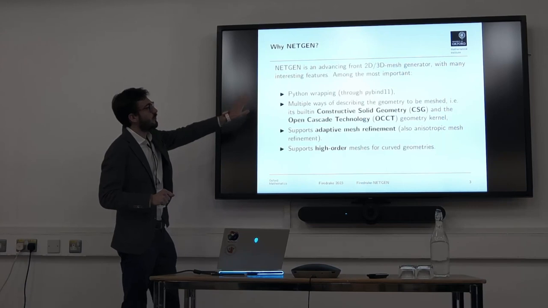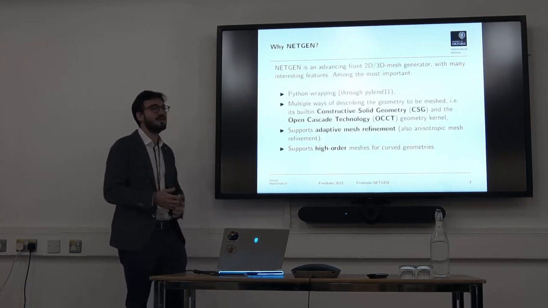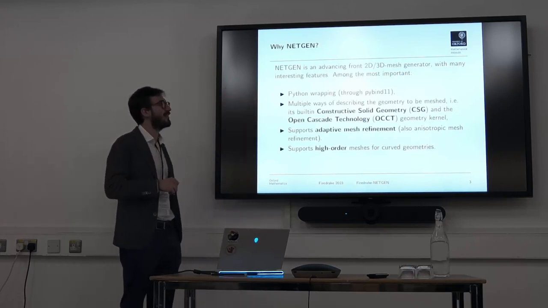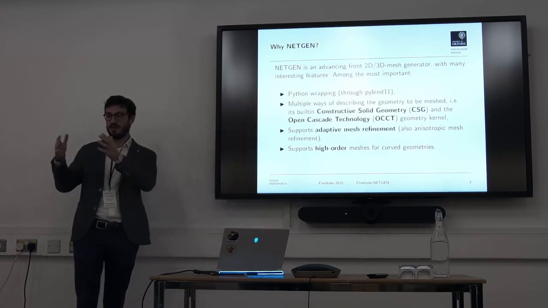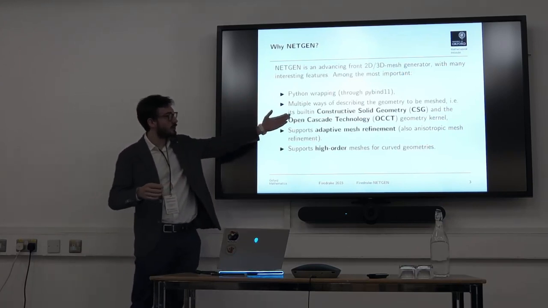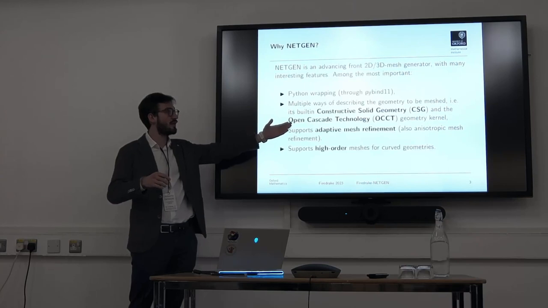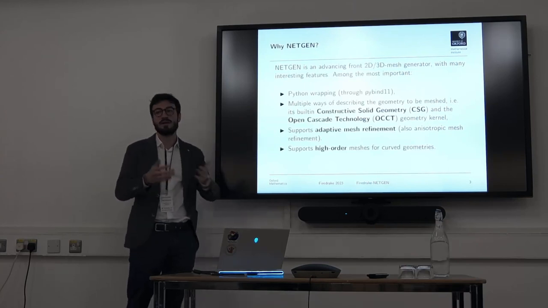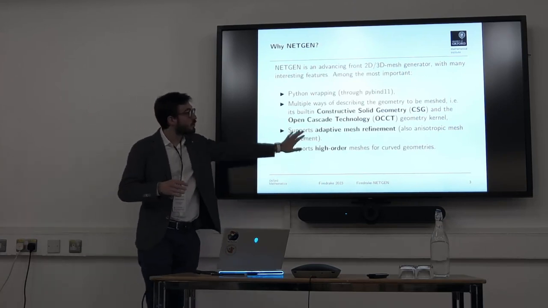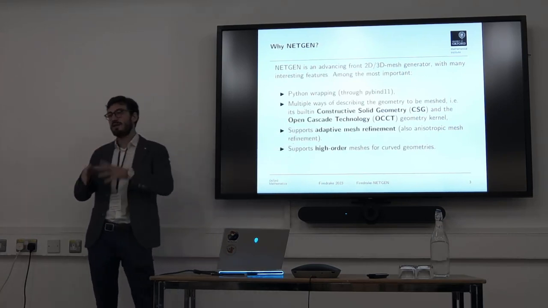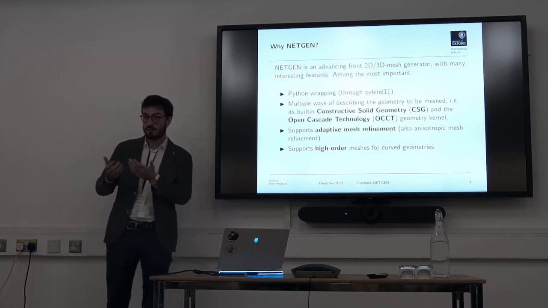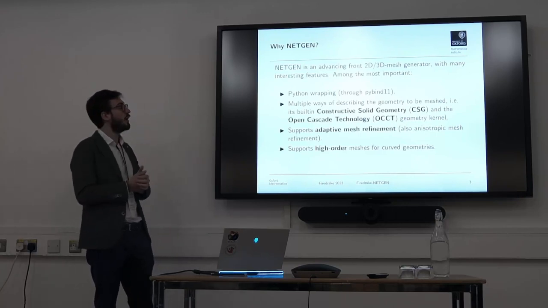Why did we choose NETGEN? Well, I was in Vienna, they use NETGEN in Vienna, but not only that, it has a pybind11 wrapping, so we can interact using Python with all the features that the mesher provides. You can construct geometry using the constructive solid geometry framework or Open Cascade technology. Open Cascade is the industry standard, so that's good. It supports adaptive mesh refinement. This was one of the key features that brought us to write this. We wanted to add adaptive mesh refinement to Firedrake because it was not there, and we did this through NETGEN.